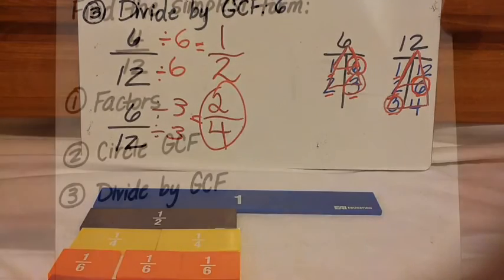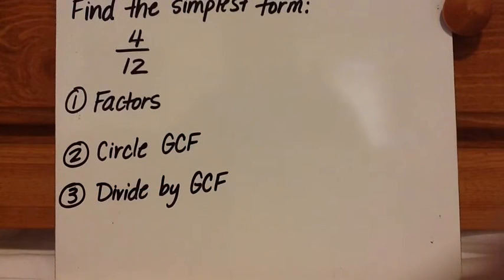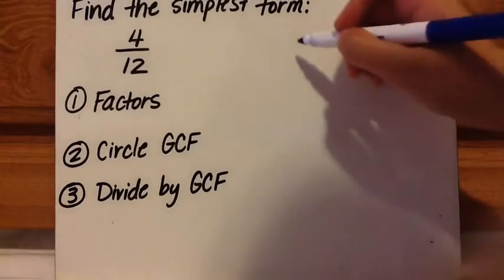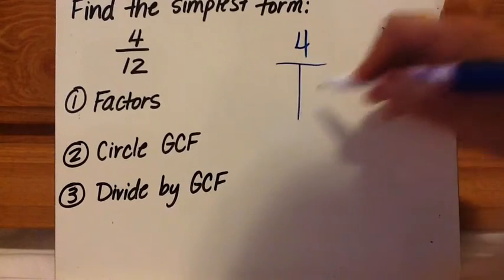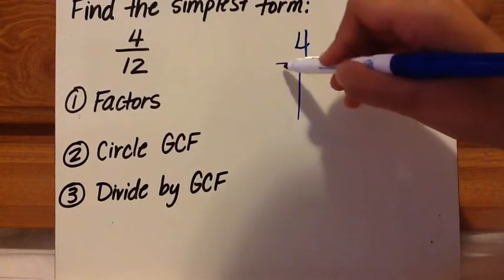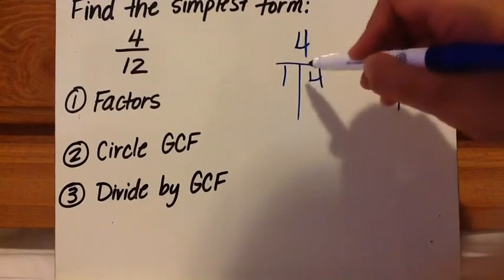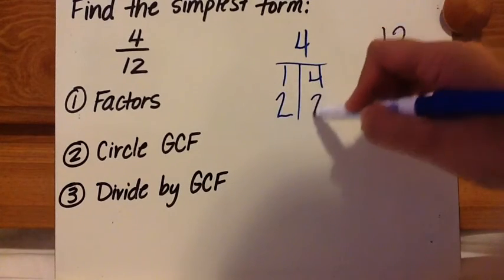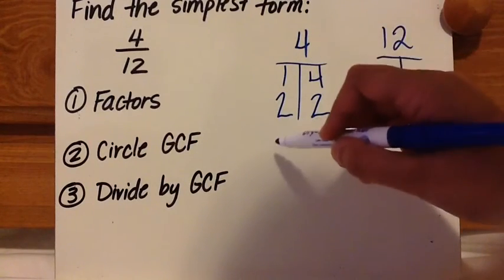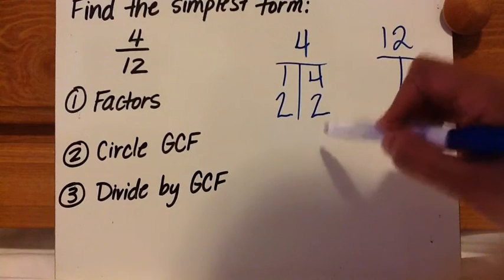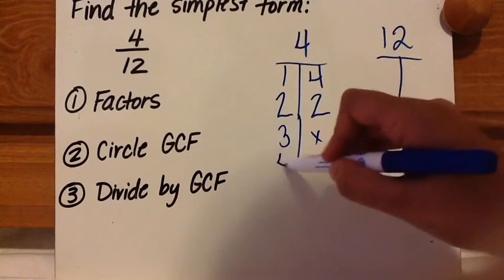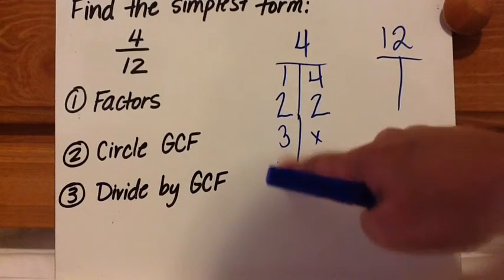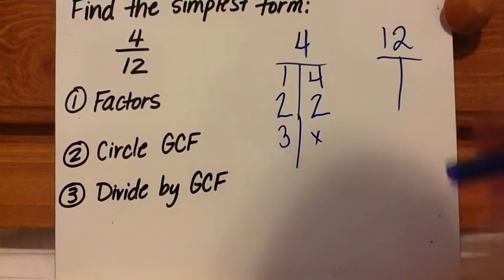Let's do another example. Okay, let's find the simplest form for 4/12. Step 1 is list the factors. So I'm going to do the T-chart method. Start with 1. 1 times 4 is 4. 2. 2 times 2 is 4. 3. 3 times nothing equals 4. 4, I notice that 4 is already here, so that would be a stopping point.